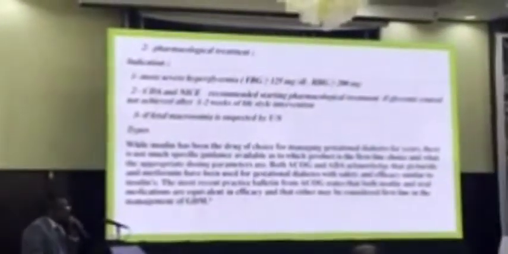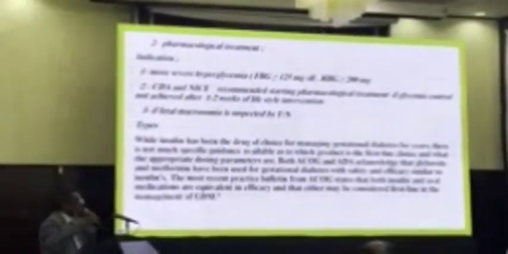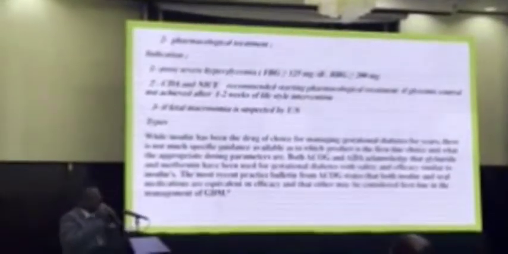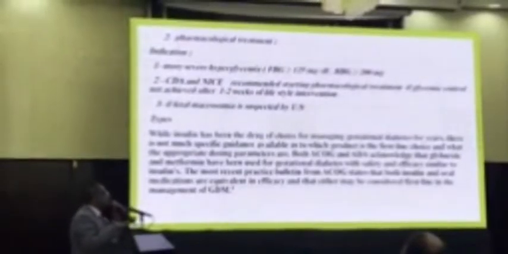The pharmacological treatment. When we start a treatment, you should start pharmacological treatment immediately if the patient presents with severe hyperglycemia, with fasting blood sugar more than 125 and postprandial more than 200 milligram per deciliter. The Canadian Diabetes Association and NICE recommend starting pharmacological treatment if lifestyle intervention fails to achieve a glycemic target within 1 to 2 weeks, or if the ultrasound shows fetal macrosomia. What are the types of pharmacological treatment?